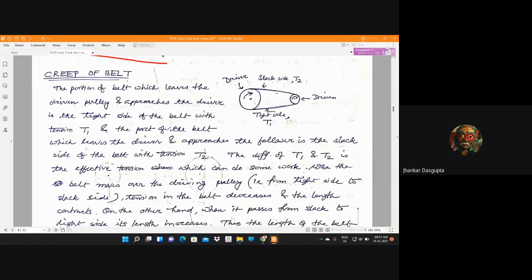Now, just like slip, there is another phenomenon known as the creep of belt. So what is this creep? Once again, we will go back to the previous diagram where we are considering the open belt fully. Here the tension in the slack side is T2 and the tension in the tight side is T1. Both tension values are different.